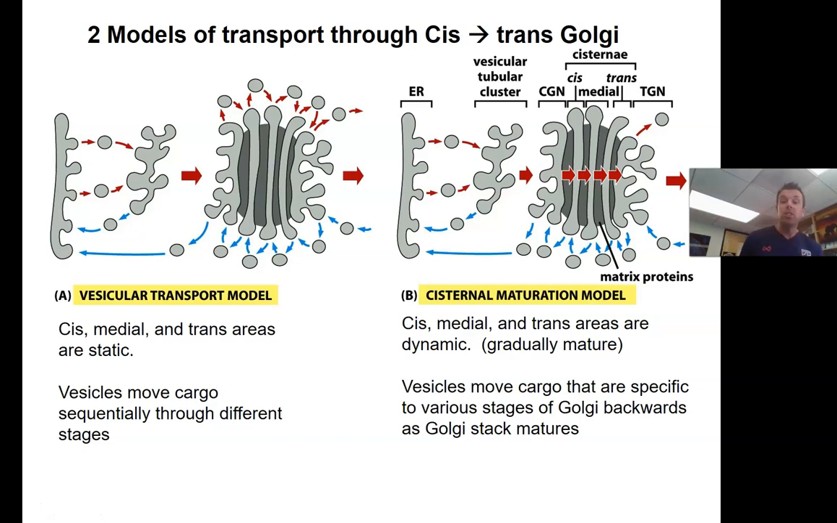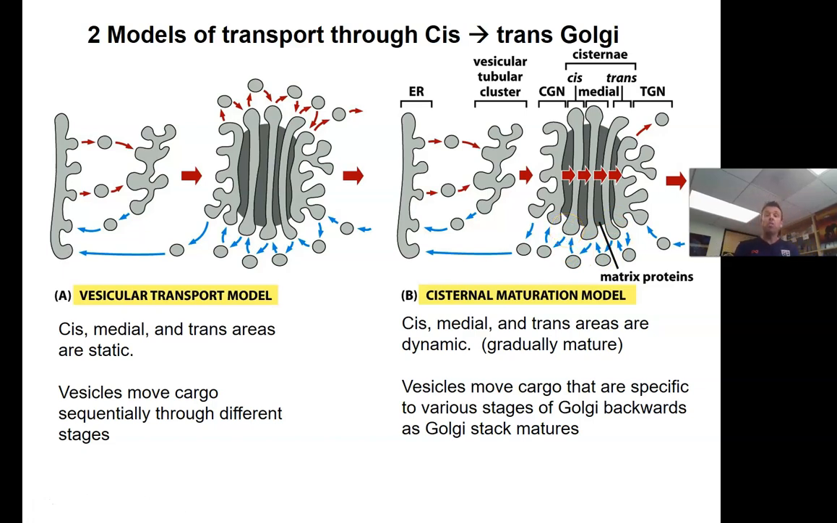This would be like if the students that came in stayed in the exact same class, but the teachers moved backwards. So here, those enzymes that belong in the medial, for example, when this matures towards a trans, that medial enzyme has to be sent backwards to what's the new medial. And the cis enzyme has to be sent back to what's the new cis. So over here in the vesicular transport model, the students move, and the teachers in the class stay the same. Here, the class stays the same and matures, and the teachers move back to get the new class.